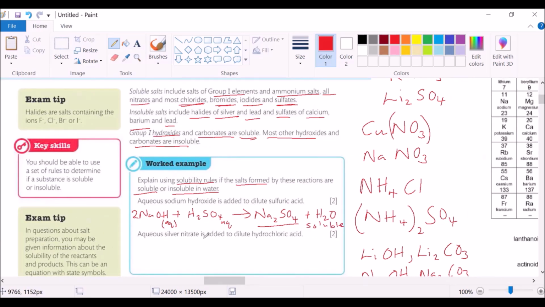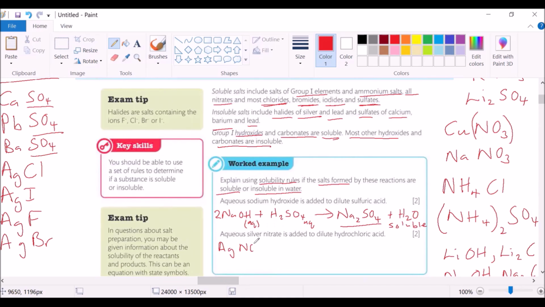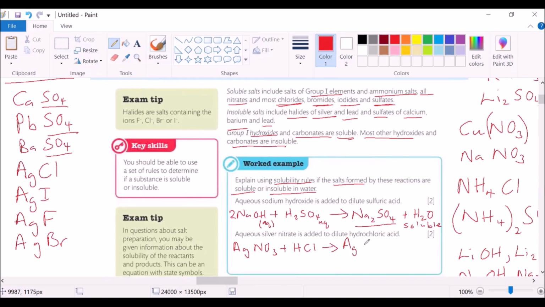Aqueous silver nitrate is added to dilute hydrochloric acid. So silver nitrate added to dilute hydrochloric acid will give us silver chloride and nitric acid. Insoluble salts include halides of silver. So the silver chloride will be a precipitate, which is a solid. So the salt will be insoluble because a precipitate of silver chloride will form. Halide salts are salts containing the ions of fluorine, chlorine, bromine, or iodine.